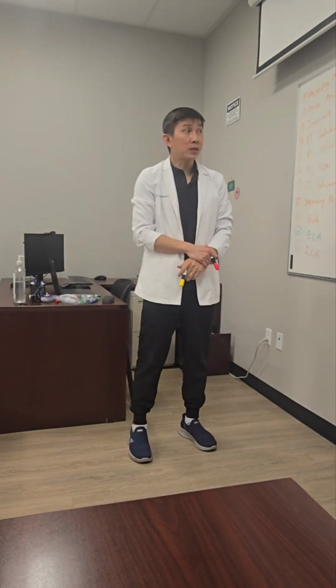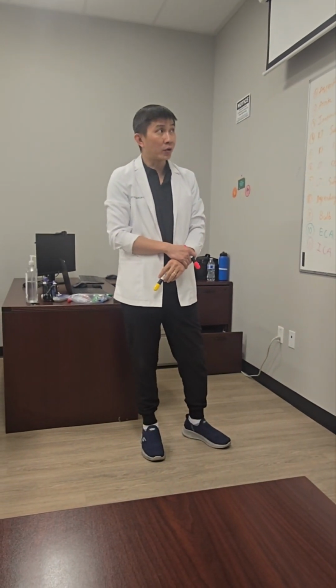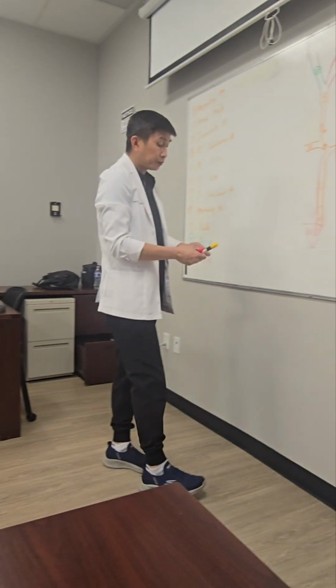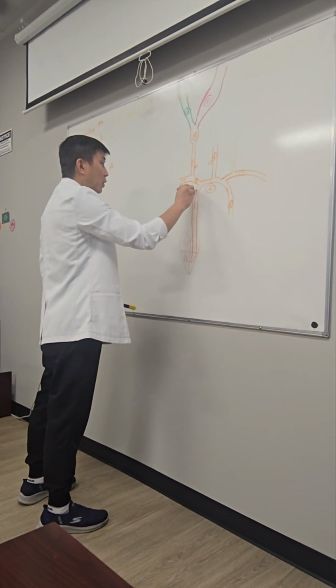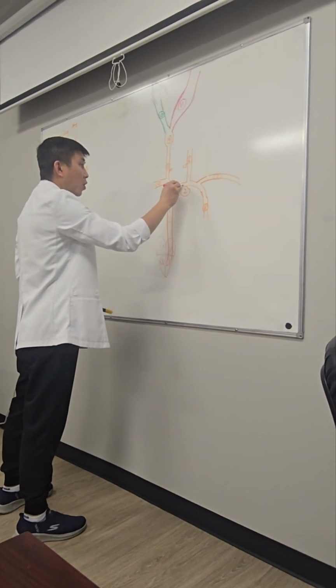Good. So this is how the circulation is going to go. The blood from the aorta goes up and then supplies blood for all the vessels.